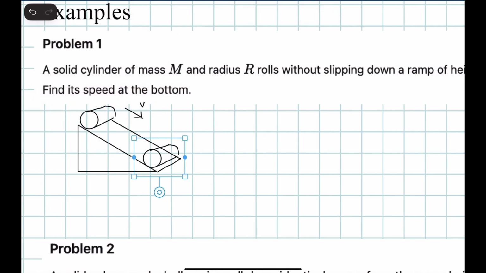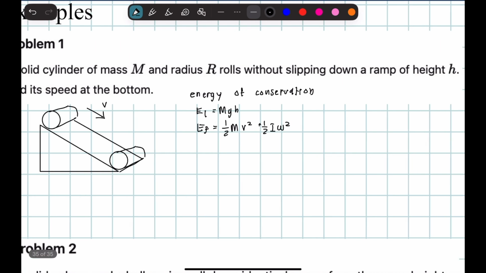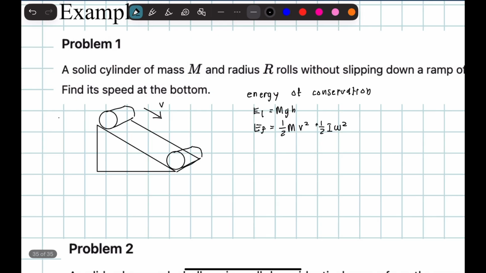So we want to find the speed at the bottom. And what is that going to be? We know we can use energy conservation with this problem. When we use energy conservation, we define the initial and the final energy. So E initial is equal to mgh, right? And then E final is going to be equal to 1/2 mv squared plus 1/2 inertia times angular velocity squared. This is because up here the energy initially is all potential energy, and down here the final energy is kinetic energy, and we know kinetic energy is just 1/2 mv squared.